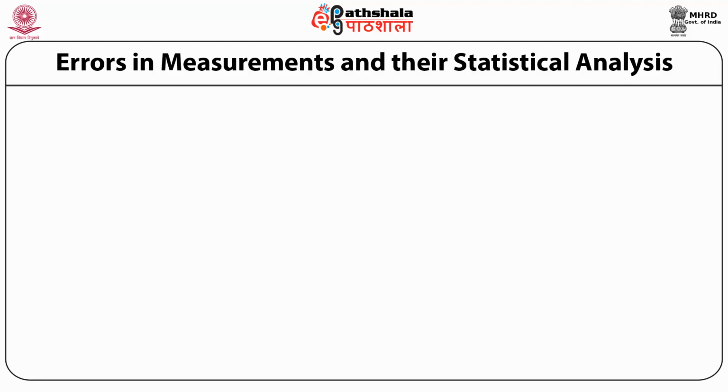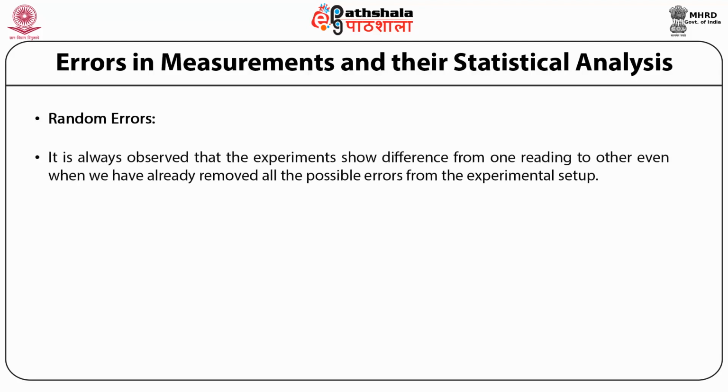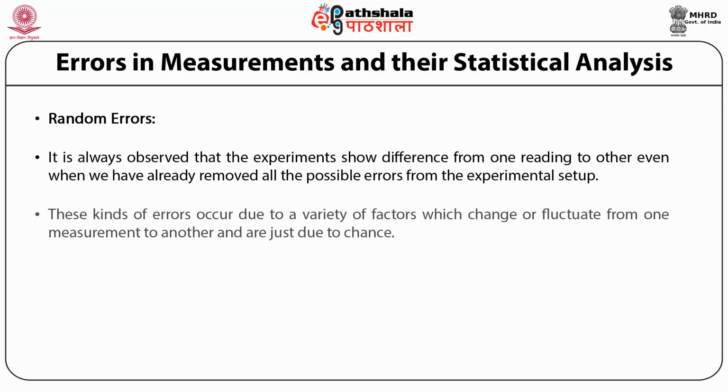The fifth type of broad kind of errors is the random error. It is always observed that the experiments show difference from one reading to other, even when we have already removed all the possible errors from the experimental setup. These kinds of errors occur due to a variety of factors which change or fluctuate from one measurement to another and are just due to chance.